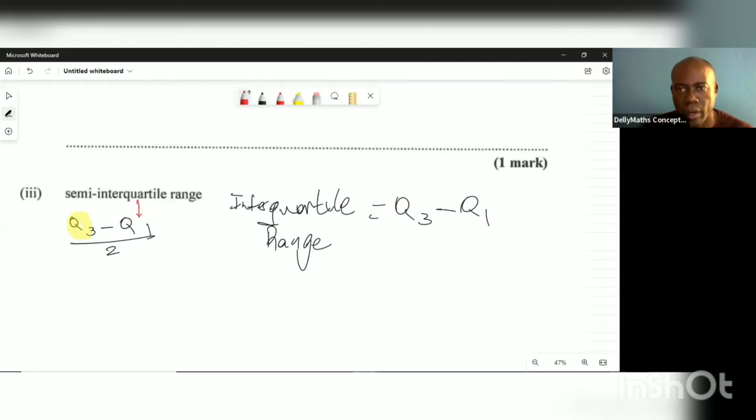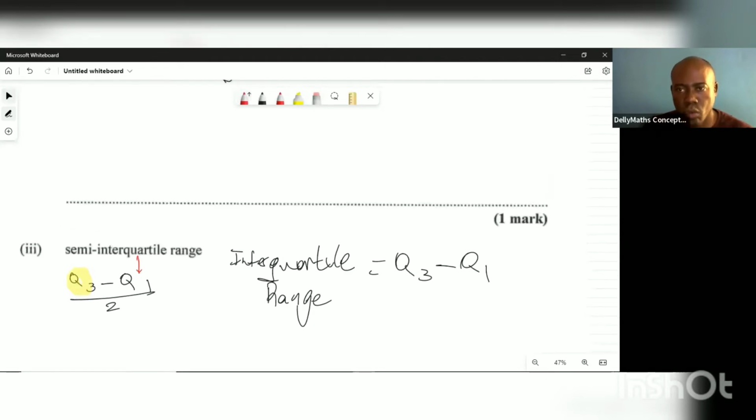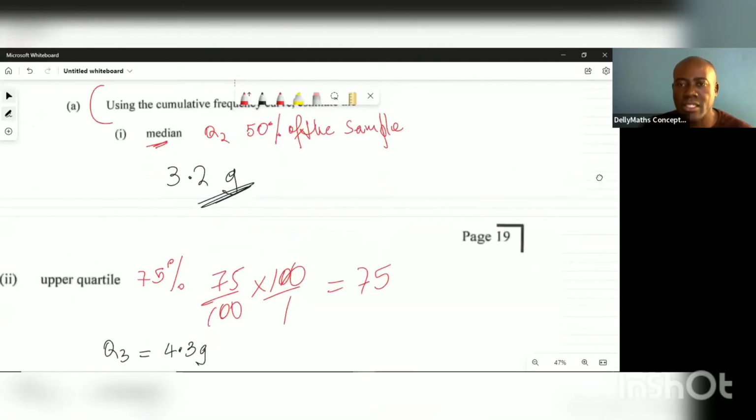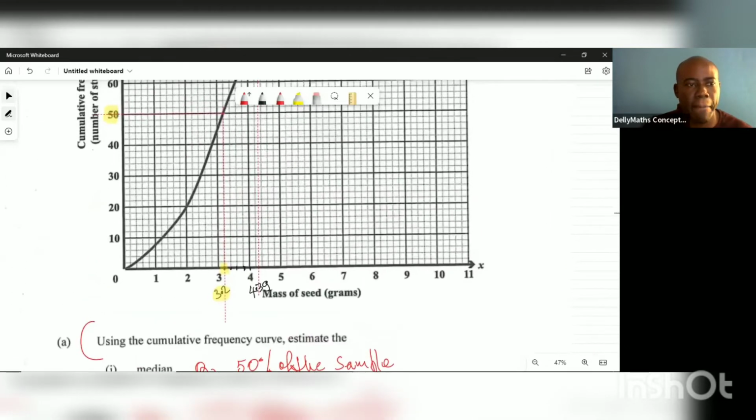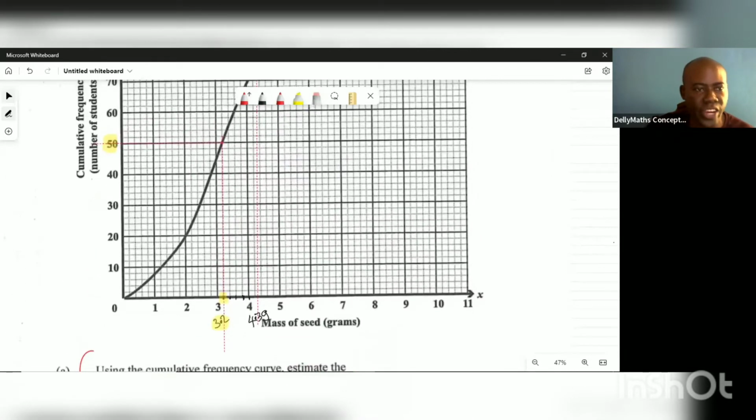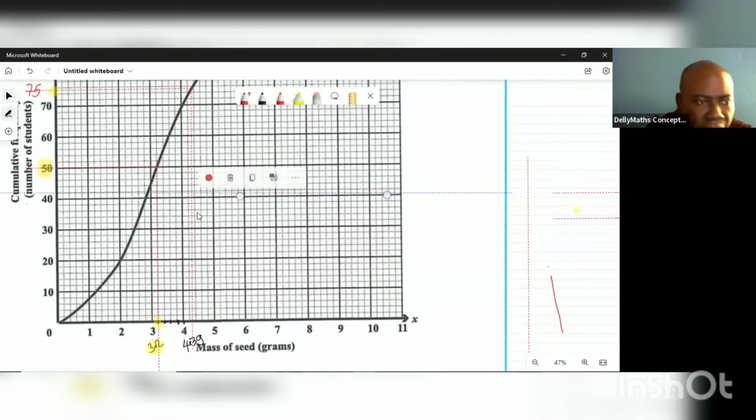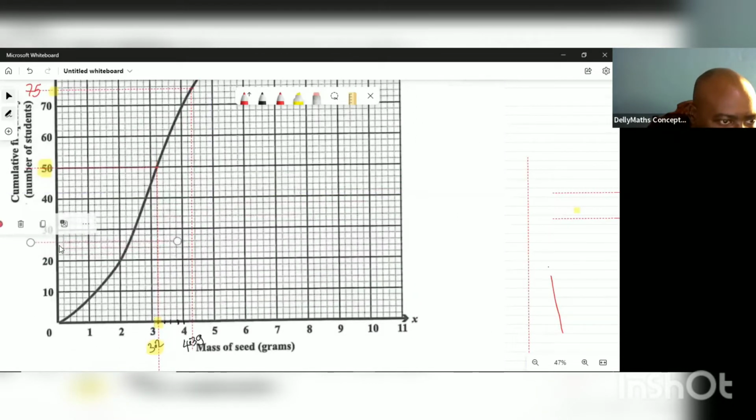So let's go back to our graph in an effort to find what Q1 is. Q1 is 25% of our sample, right? So 25% of 100 is just going to be 25. So 25 is going to be halfway between 20 and 30. I could bring it down a little bit more, somewhere there. Yes, right there. So that's my halfway between that.